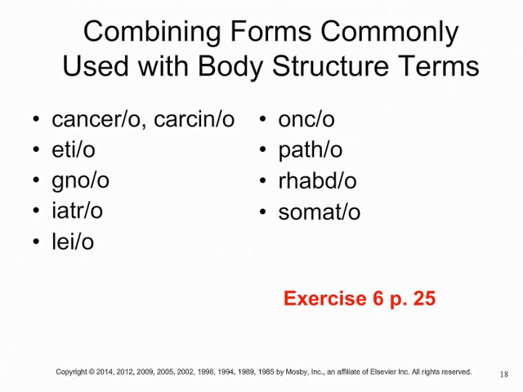Rhabdo means rod-shaped or striated. So if you're talking about certain muscle types or diseases or disorders of striated tissues, you'd use this. And the last one, somato. Somato means body. So if you're talking about a full body issue, you might see this term.